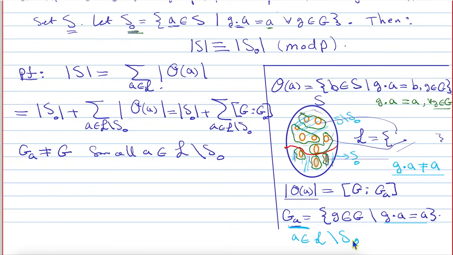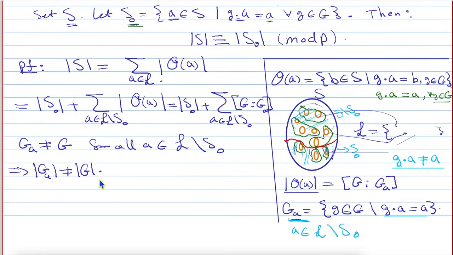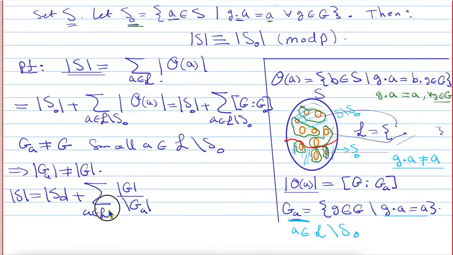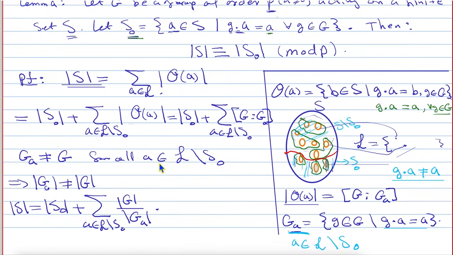Now this implies the order of the stabilizer does not equal the order of G. Okay. Now again we have the size of S equals the size of S naught plus the summation, and we can write this index as the order of G over the order of the stabilizer of A, where A is in L minus S naught. Okay. Now we're almost done here.